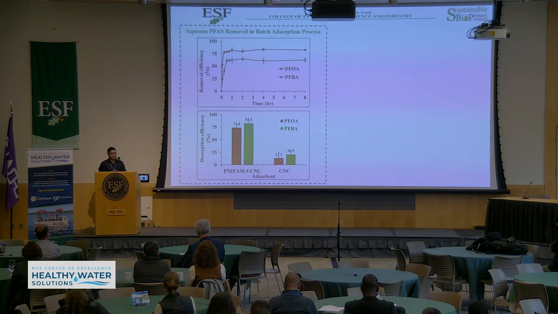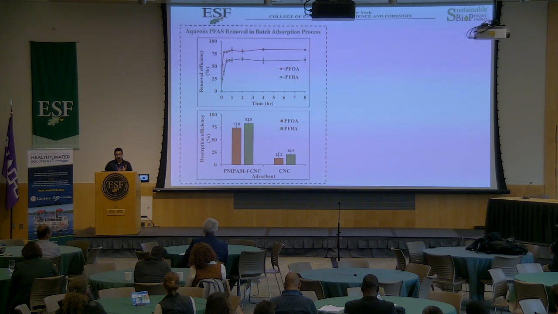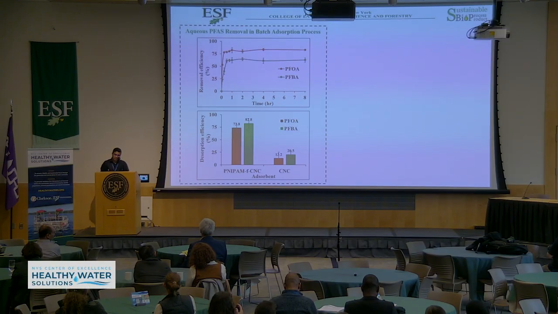So when we tested our adsorbent in the batch adsorption processes, we found that our adsorbent was able to remove about 80% of the long chain PFAS, which is PFOA in this case, and about 65% of the short chain PFAS, PFBA, from the water at 40 degrees C. After the adsorption process, when we lowered the temperature to the ambient condition at 25 degrees C, we found that our adsorbent was able to release about 82% of the PFBA and about 73% of the PFOA by only changing the solution temperature.